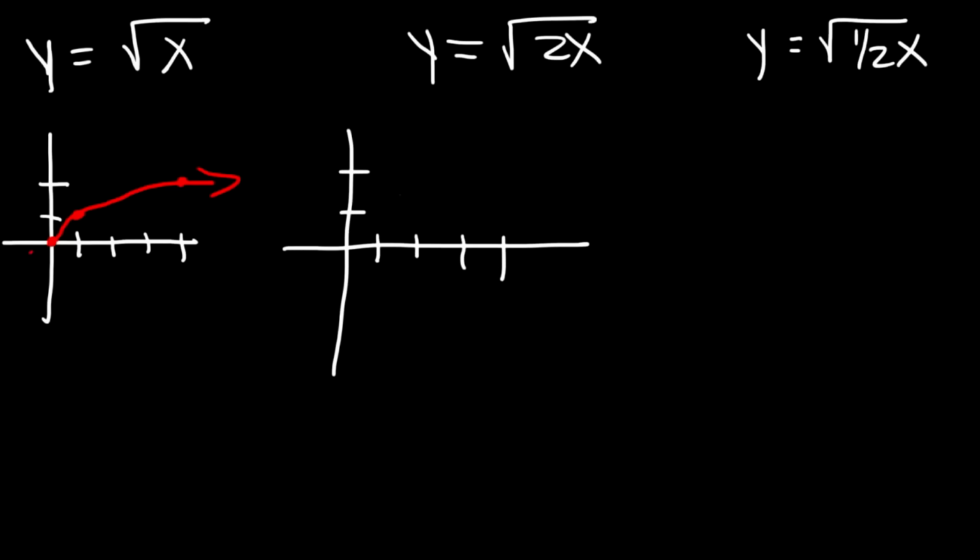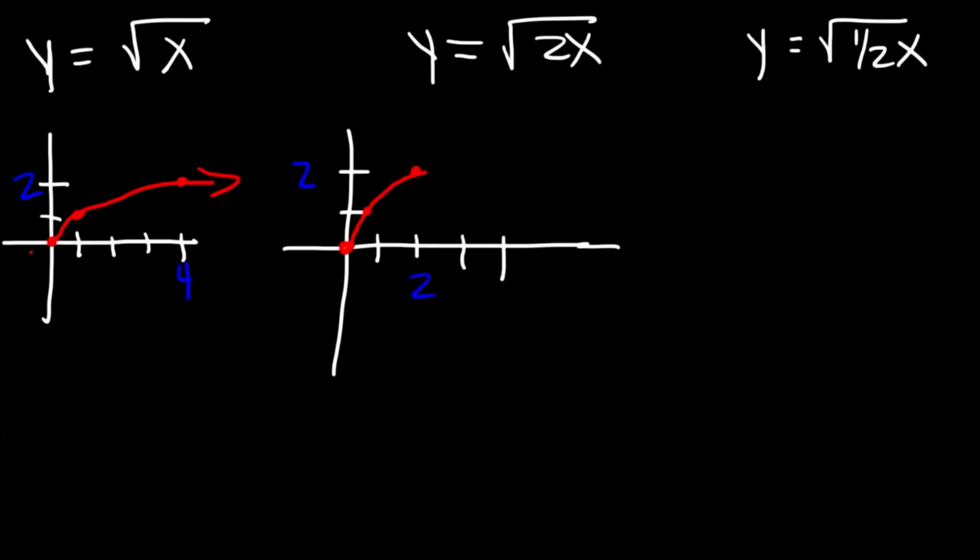Now for this one, when x is 0, y is 0. When x is 1/2, y is going to be 1. And when x is 2, y is going to be 2. So notice that the x values were decreased by 2. Here it was 4, and it had the same y value of 2. But for the same y value, the x value is now 2.